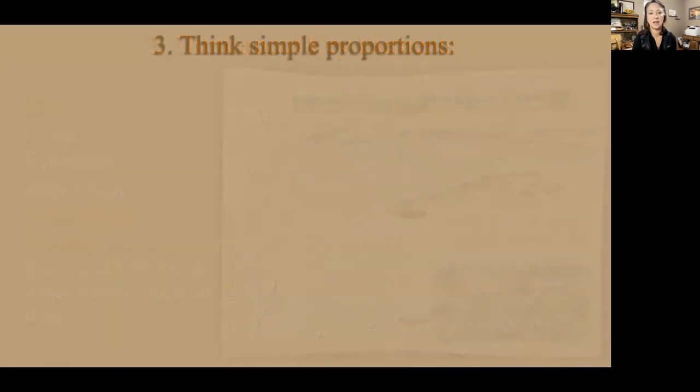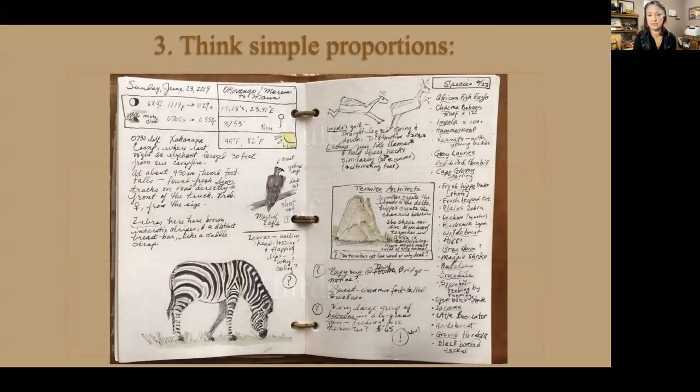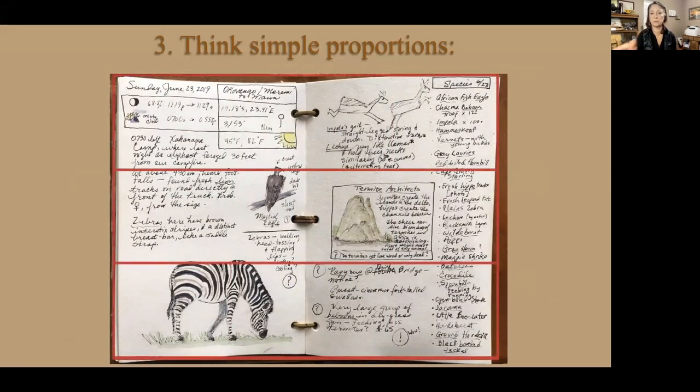Okay, let's look at the next: simple proportions. Now, here's where we're going to get a little bit more into the math and geek out. So, simple proportions. You probably have heard of the rule of thirds, and it's really helpful. We tend to do this naturally. So, what is the rule of thirds? It's literally dividing pages up into thirds, whether horizontally or vertically or both.